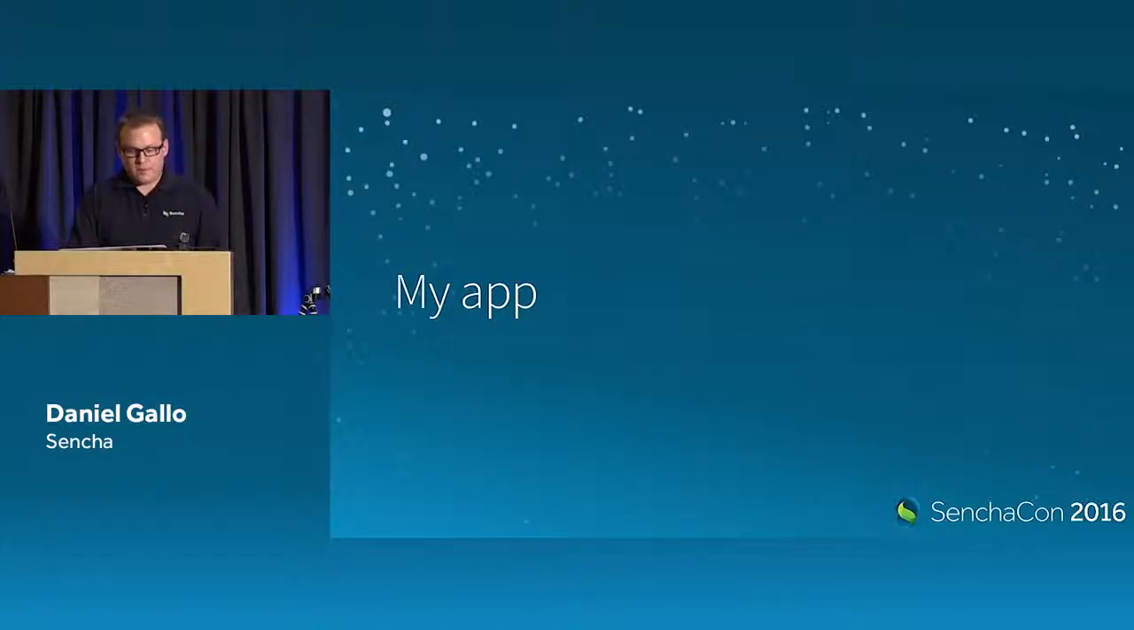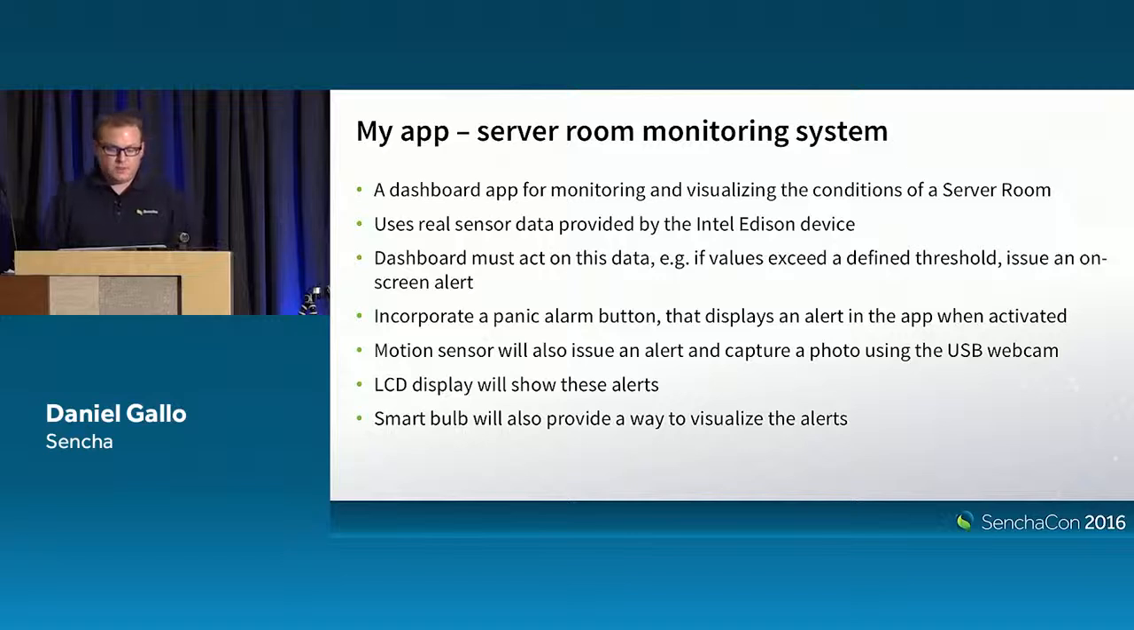So let's talk about the application I'm going to show you today. The app is a server room monitoring system, and the idea behind it is it's a sample application that can monitor and visualize the conditions of a server room. It's going to use real sensor data provided by my Intel Edison, and the dashboard application that's built using Ext JS must act on this data. So if the temperature goes above a certain value, then it should have some sort of on-screen alert.